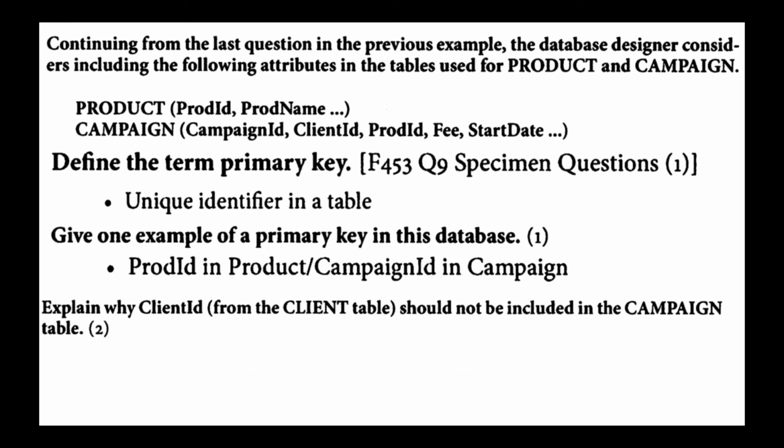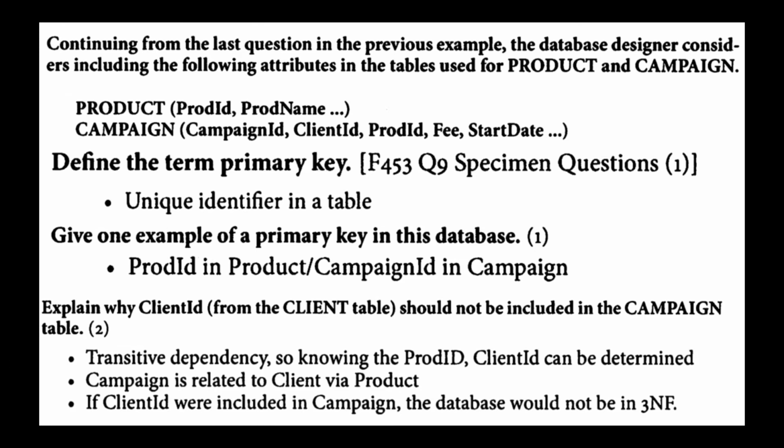Repeat of data, maybe? Something about third normalized form. Transitive dependency, so knowing the product ID, client ID can be determined. Campaign is related to client via product. If client ID were included in campaign, the database would not be in third normalized form. So it's 2 marks, so I'm going to try and figure out a way.